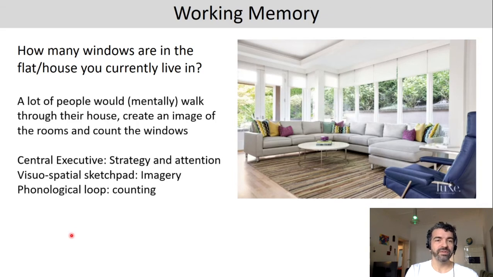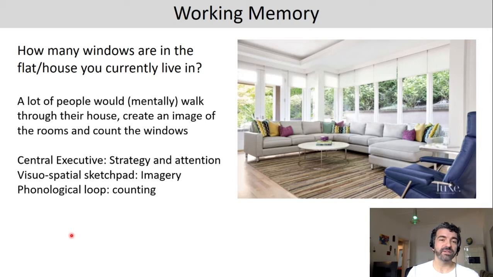So I'm not sure how you did this, but a lot of people would mentally walk through their house and create an image of the rooms and then count the windows. And this is exactly where you need several subsystems of working memory according to the model by Hitch and Baddeley. The central executive, you need to conceive of a strategy, so for example, to mentally walk through your house and count the windows. You also need attention so that you can select the relevant rooms, the relevant walls, and so on.